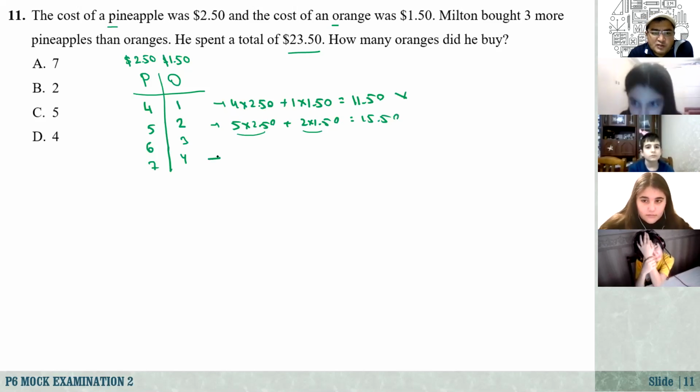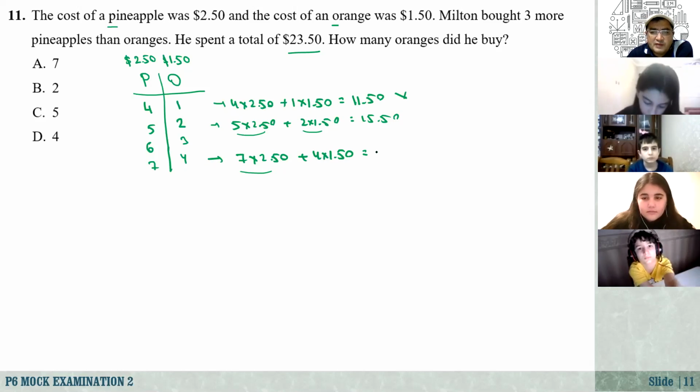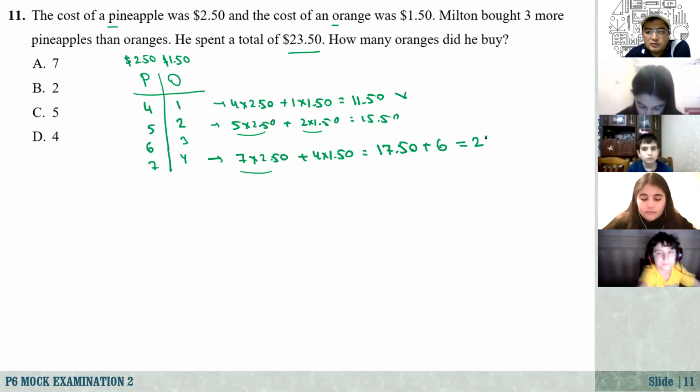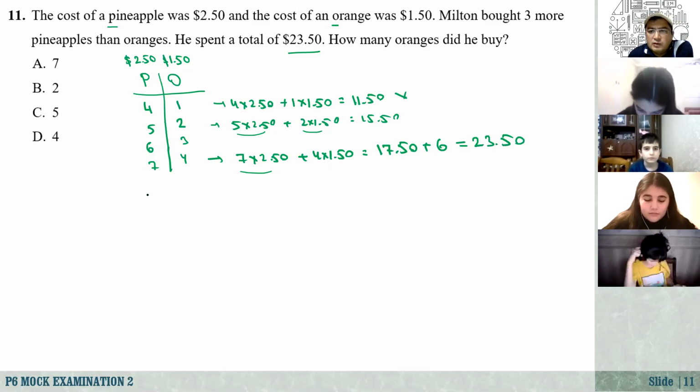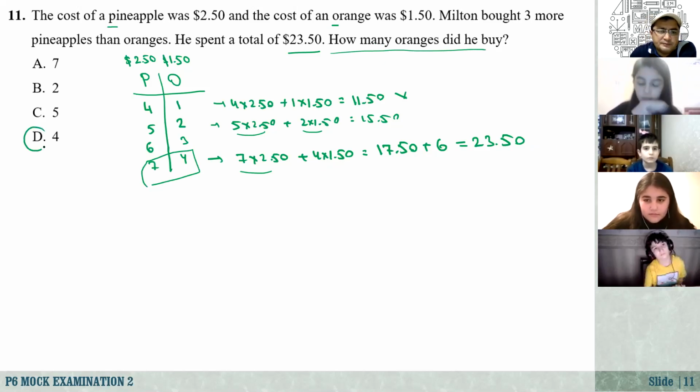But if you check, for example, 7 times 2.50 plus 4 times 1.50. 7 times 2 is 14, 7 times a half is 3.5, that is 17.50. Plus 4 times 50 cents, that is $6. And if you add this, that is equal to $23.50. So Milton bought 7 pineapples and 4 oranges. The question is asking about oranges, so that's why the answer is D. Okay, that's the first method.